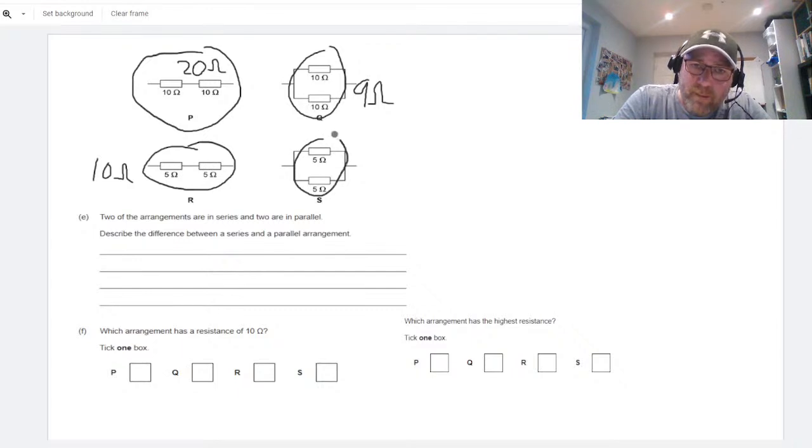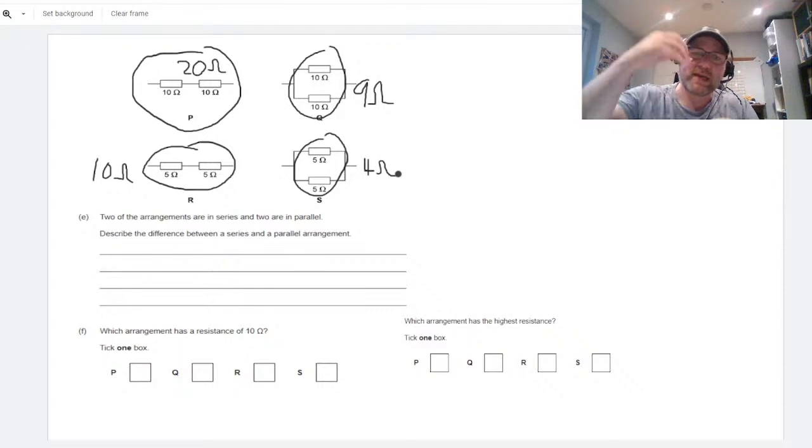Here, when I combine these two, 5 and 5, I get 4 ohms or less. So for parallel circuits, total resistance is lower than the smallest resistor in that circuit, whereas with series circuits, you just add them together.